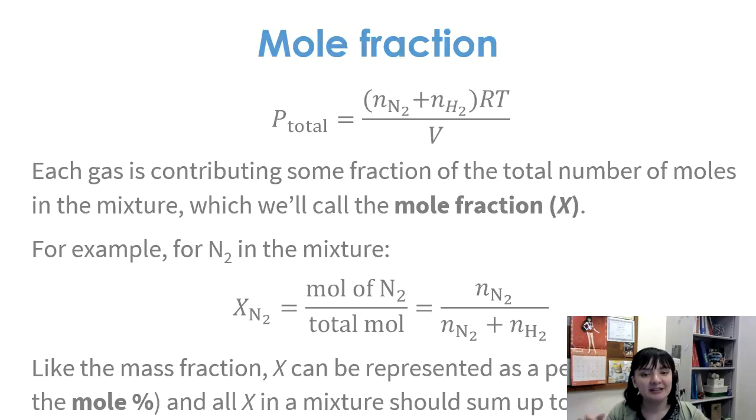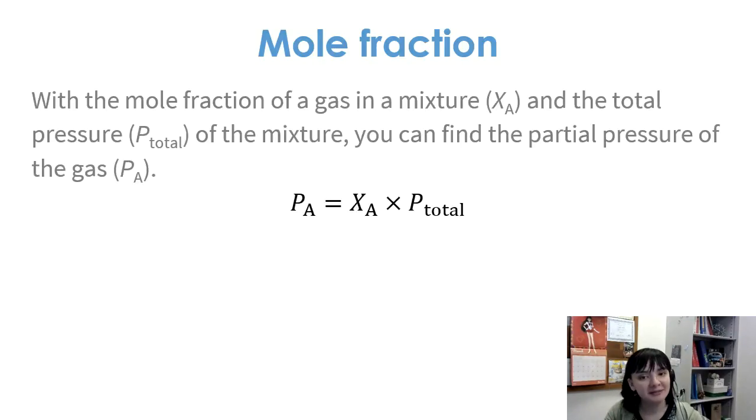But just like previously with the mass fraction and the mass percent, when you add up all of the mole percents for every substance in the mixture, it should sum up to 100%, or all of the mole fractions should sum up to 1 so that everything is accounted for. So with something like a mole fraction or mole percent, we can connect, again, partial pressures to total pressures through this equation here.